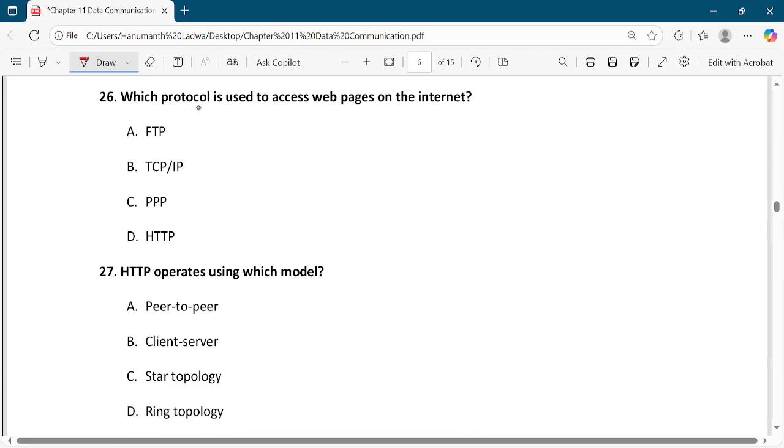Question number 26. Which protocol is used to access web pages on the internet? Option A, FTP, B, TCP/IP, C, PPP, D, HTTP. Here option D, HTTP is the right answer. HTTP means Hypertext Transfer Protocol, which is used to access web pages on the internet. Question number 27. HTTP operates using which model? Option A, peer-to-peer, B, client server, C, star topology, D, ring topology. Here option B, client server model.